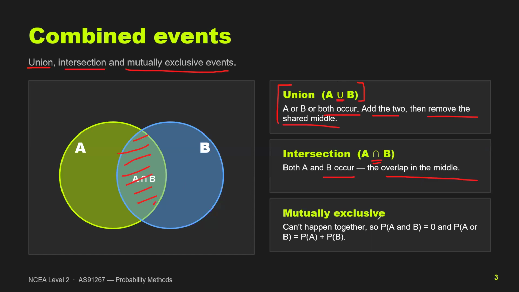Finally, we have mutually exclusive events. Mutually exclusive events refer to those events that cannot happen together. So just one of them would happen. It's either A happens or B happens. So the probability of A and B would be equal to 0, and the probability of A or B would be the probability of A plus the probability of B. When it comes to this kind of probability question in Year 12, Level 2 mathematics, you'll be calculating a lot of this.